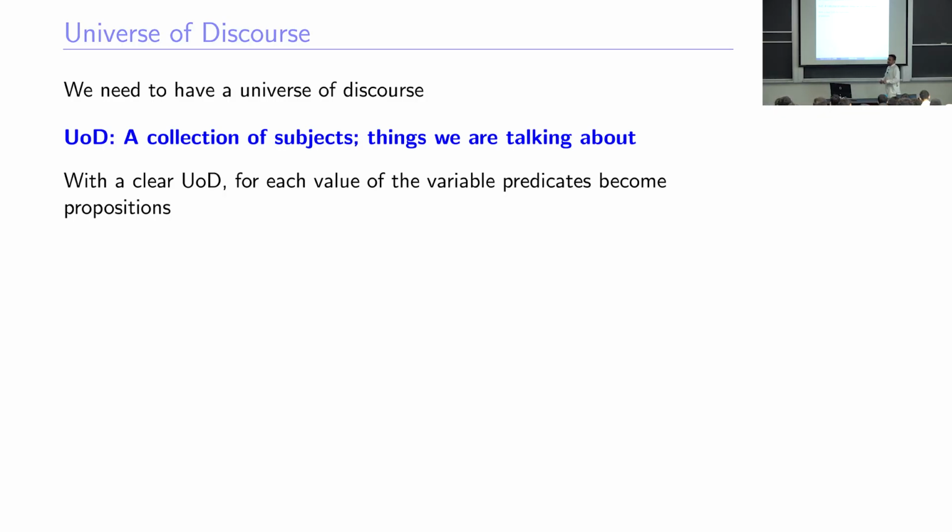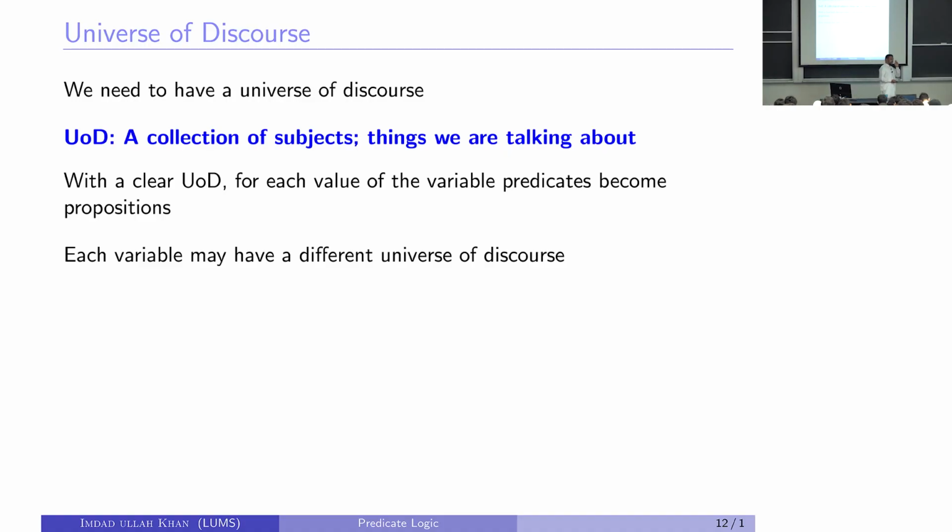We may not have to really explicitly state this all the time, but each variable needs a universe of discourse. They could actually have different universes of discourse. Different variables could have different things.